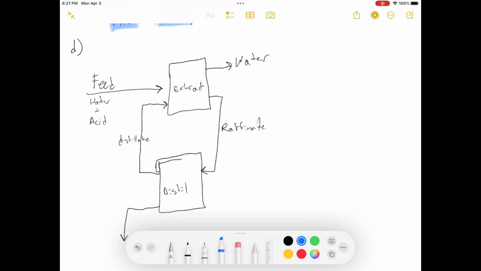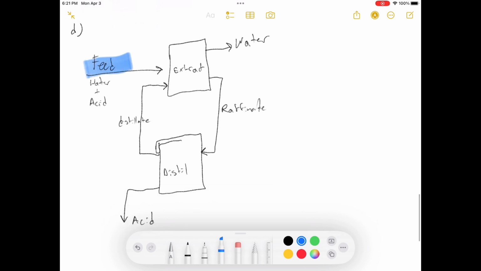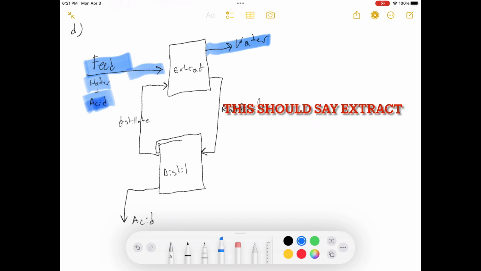Okay. Part D. Acetic acid is relatively difficult to separate completely from water by distillation, and relatively easy to separate from hexanol by distillation. Sketch a flowchart of a 2-unit process that might be used to recover nearly pure acetic acid from an acetic acid water mixture. Okay, so I've got my feed in here that's a water acid mixture. It goes into an extractor unit like we showed above. And this extractor series extracts the acid from the water and puts it into the hexanol.